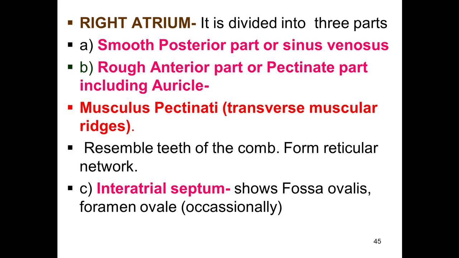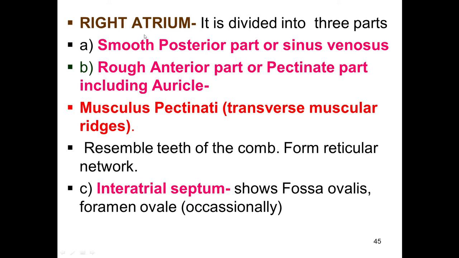Now, interior of the heart. We have already studied the physical features. Now we are going to study the interior, the inside of the heart, the inside story out. We're going to study the right atrium first. The right atrium is divided into three parts: the smooth posterior part, also known as sinus venosus, the rough anterior part or pectinate part, which includes the auricle, and the interatrial septum.